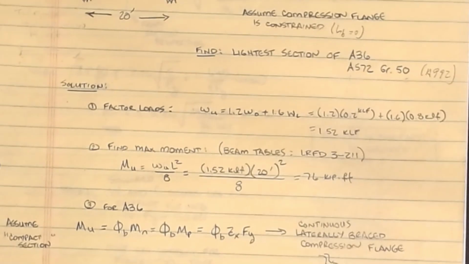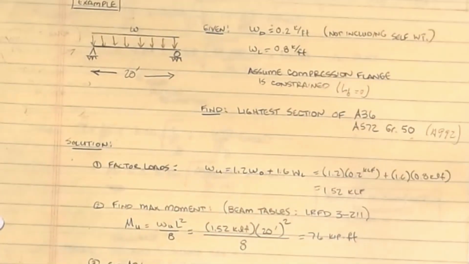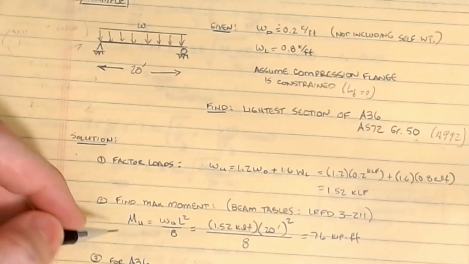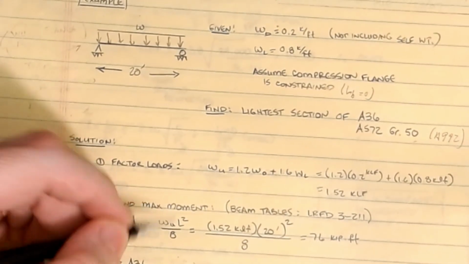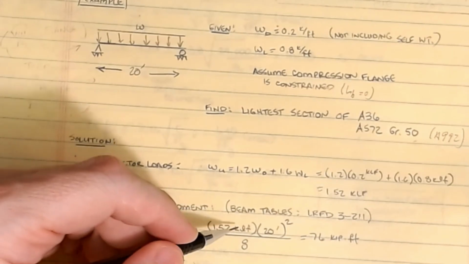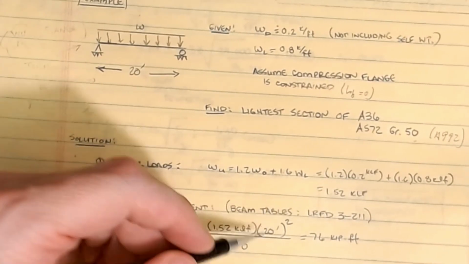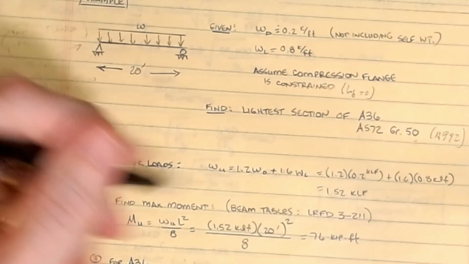Okay, the maximum moment on a simply supported beam we know is WL squared over 8. So the factored moment that we're going to design for is Wu L squared over 8. So I'm going to do 1.52 KLF, I'm going to multiply by 20 feet squared divided by 8, and I'm going to get a capacity of 76 kip feet.